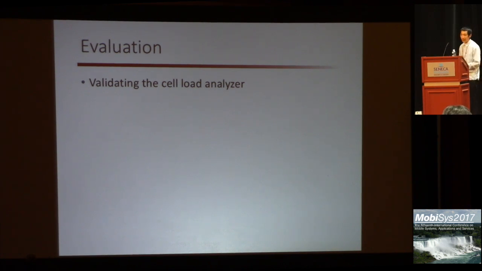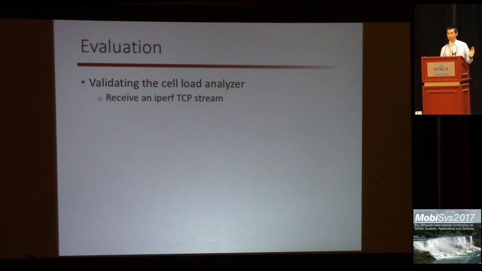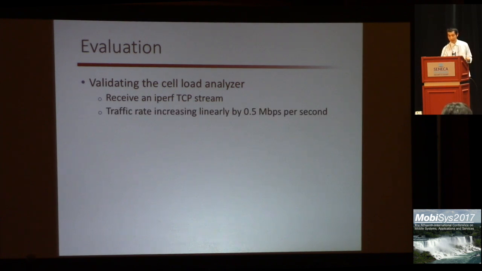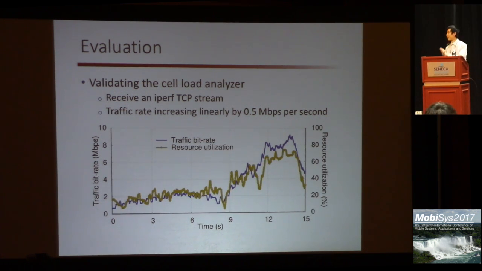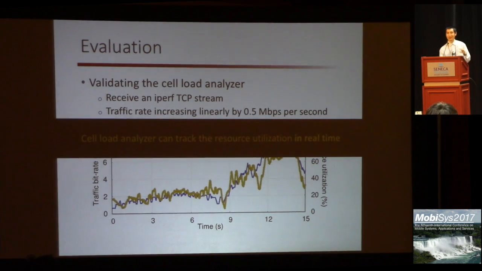In the evaluation, we first validate our cellular load analyzer. So we let the client receive an iperf TCP stream which has a traffic rate increasing linearly by 0.5 Mbps per second. And we record the traffic rate and the resource utilization monitored by our system. You can see these two curves match very well, which means our cellular load analyzer can track the cellular resource utilization in real time.